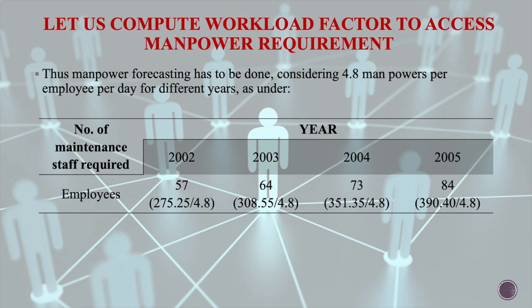Now we can do a forecast of manpower considering the 4.8 man hours per employee per day for different years. When we compute, in your slide you can see in each of the years how many employees are required. You can see in 2002 we require 57, 2003 64, 2004 73 and 2005 84. So this is the way we can compute the workload factors.